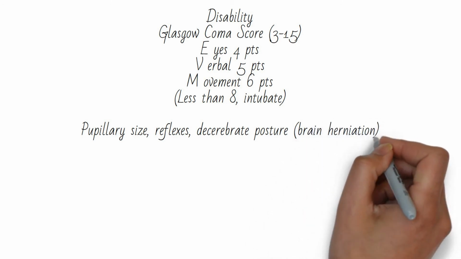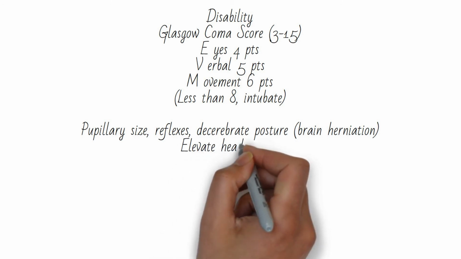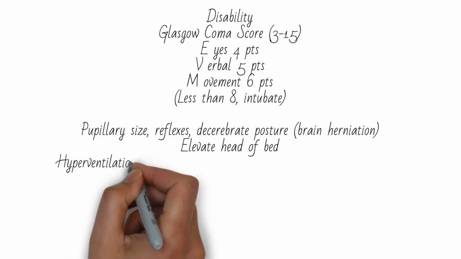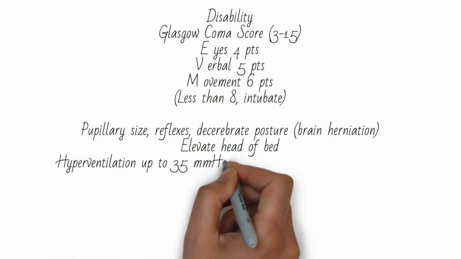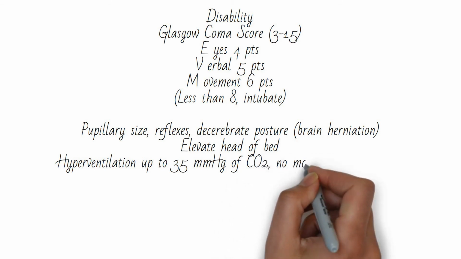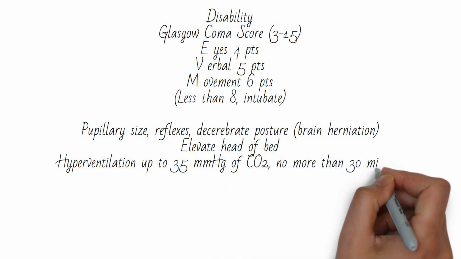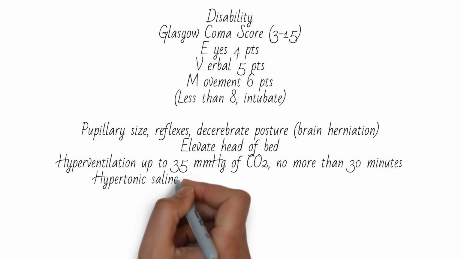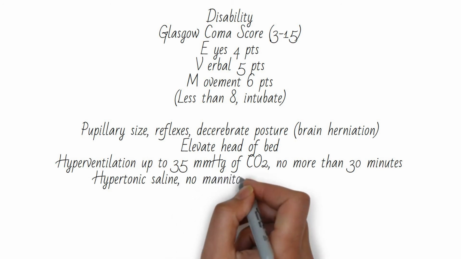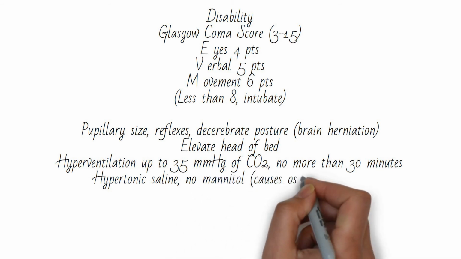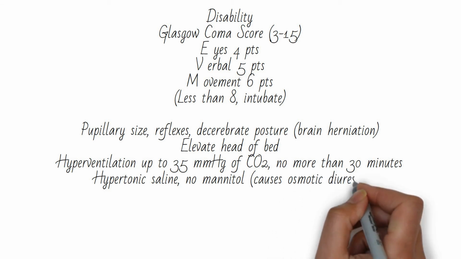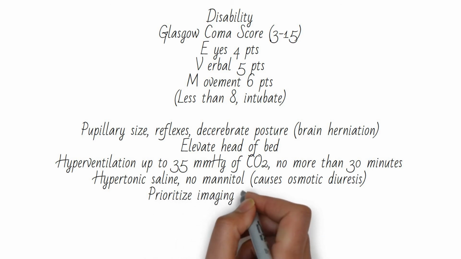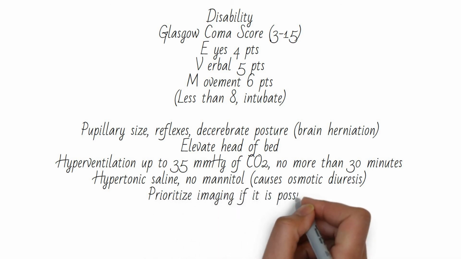If the GCS is less than 8, stop and intubate here. Remember, less than 8, intubate. Also assess pupillary size, reflexes, and for decerebrate posture, as abnormalities may suggest brain herniation. If this is suspected, elevate the head of bed, hyperventilate up to 35 millimeters of mercury of CO2 for no more than 30 minutes, and consider giving hypertonic saline. Do not give mannitol. It causes osmotic diuresis, which is contraindicated in trauma due to the patient's risk of hypovolemia.